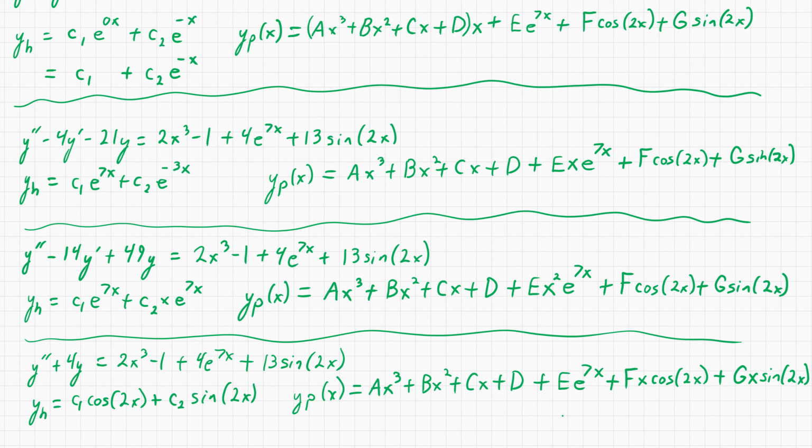And then you get the very tedious endeavor of actually solving for all these constants. Again, I highly recommend you do one guess at a time to solve for one part of the right-hand side at a time. You can solve for the 2x cubed minus 1 by just doing the derivatives and plugging them into the left-hand side of the differential equation for this ax cubed plus bx squared plus cx plus d. Then you can solve for just the 4e to the 7x by putting in the exponential part and solving for just that constant. These constants won't cross-contaminate across guesses. And then you can solve for the 13 sine 2x by just looking at the part that you guessed for the trig function.